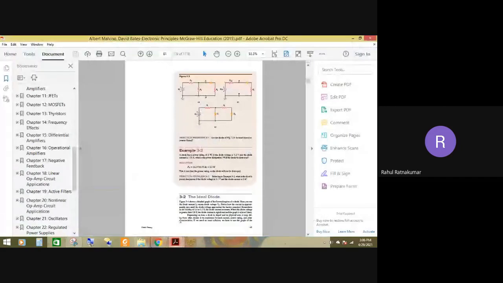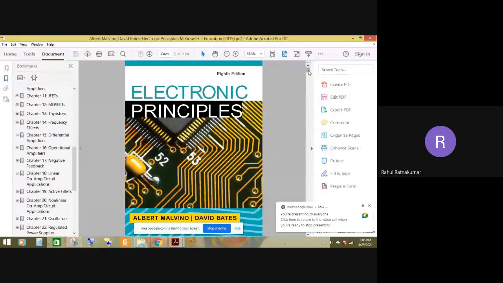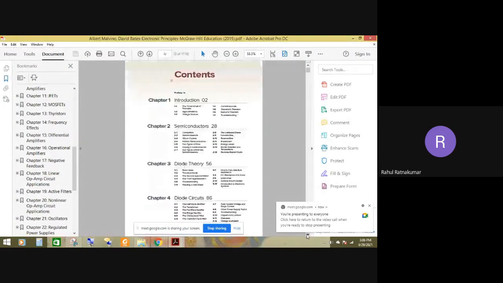So this is the first book, which is Albert Malvino. You can see it in the Google Classroom. This book starts from the basics, with no prerequisite. The first chapter starts from what voltage sources and current sources are, then Thevenin, Norton, Kirchhoff, all those theorems, whatever you need in circuit analysis. Analog circuits, diodes and transistors are just the start.